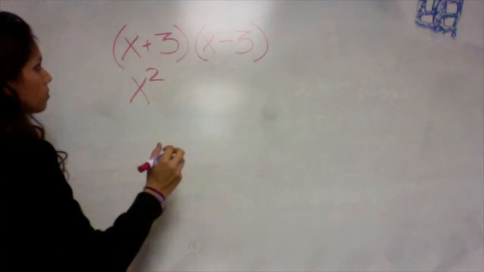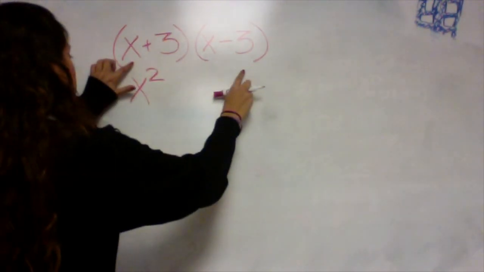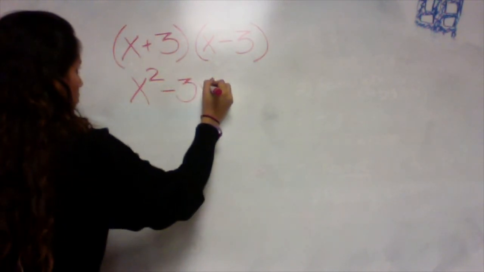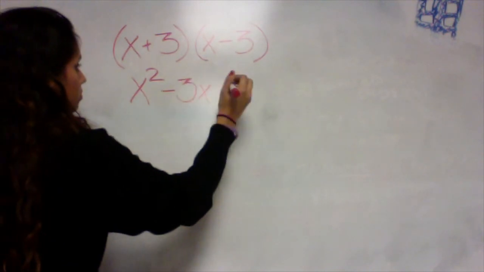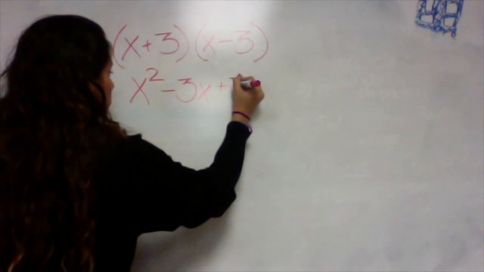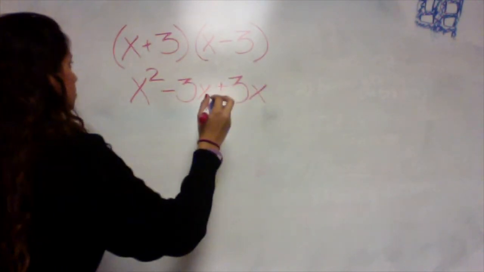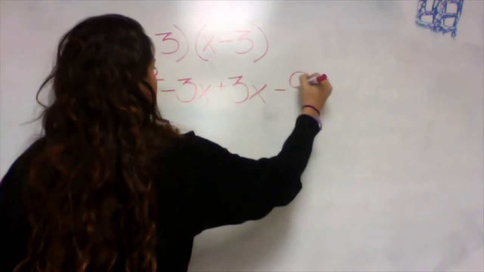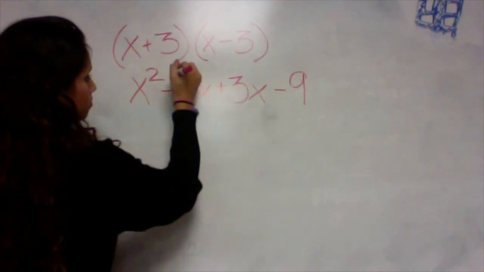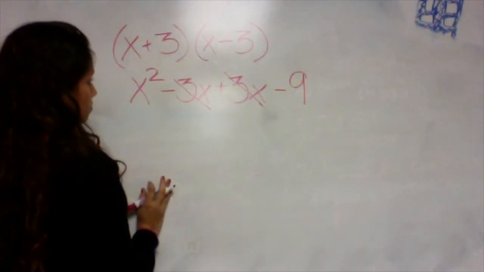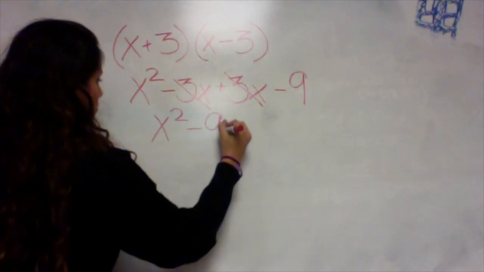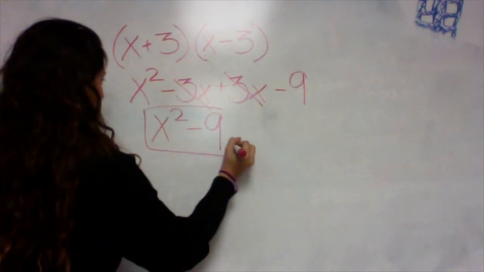So first would be the x times x, which is x squared. Outer would be x times negative 3, which is minus 3x. Inner would be 3 times x, which is plus 3x. And last would be 3 times negative 3, which would be negative 9. The middle terms cancel out, and you are left with x squared minus 9. That would be your answer.